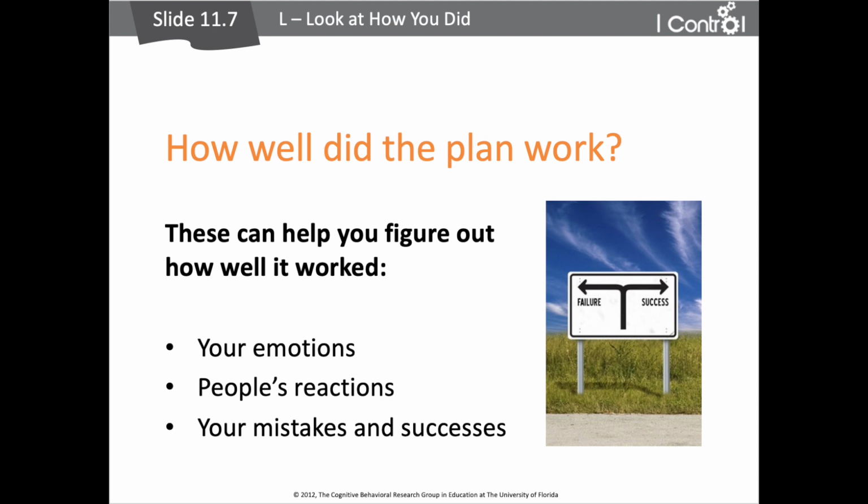There are several things that can help you. Your emotions can be a clue that the plan did or didn't work out well. For example, if you're still feeling upset, that's a clue you still have a problem. If the problem involves other people, you could look at their reactions to see if the plan worked. For example, if your friend still looks upset, that's a clear sign the plan did not work. It is also important to see how a plan worked so you can learn from your mistakes and successes.